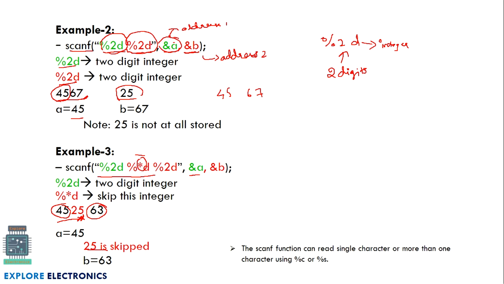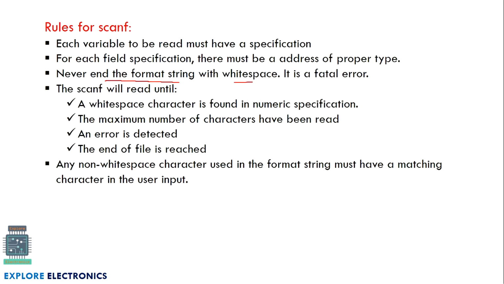So it is fatal. We should never give white space in the formatting string. That is what the third rule means. And the fourth rule, let us understand until when the scanf will be reading the input. So these are the 4 conditions until when the scanf will read. The first condition is until it encounters a white space. If it sees a white space in the specification, it will end there.